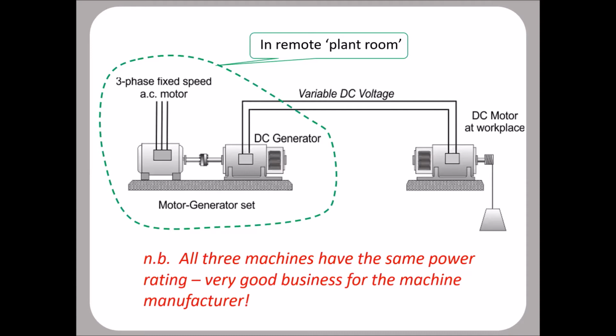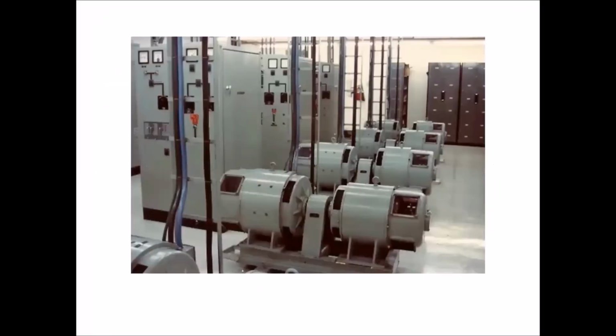Very good business. Here's what they looked like. These are MG sets in the plant room. I must admit, we're first in industry. I wondered what on earth they were. There didn't seem much point in one driving another round, but they were producing variable voltages to go out to the work machine out on the plant.